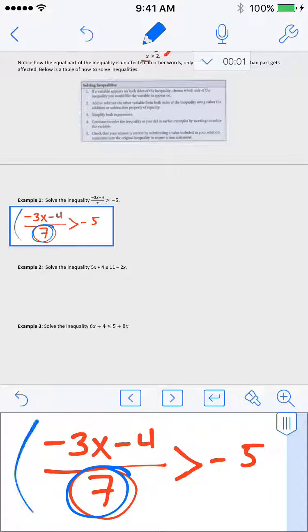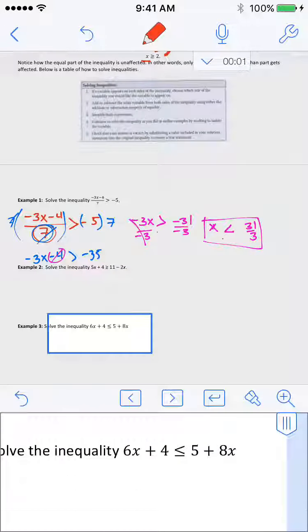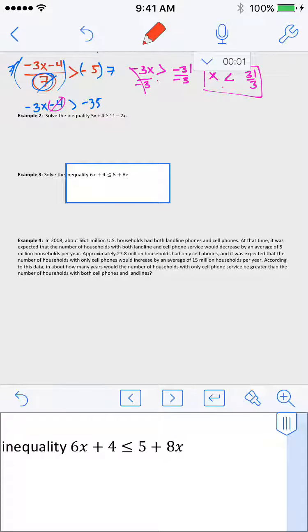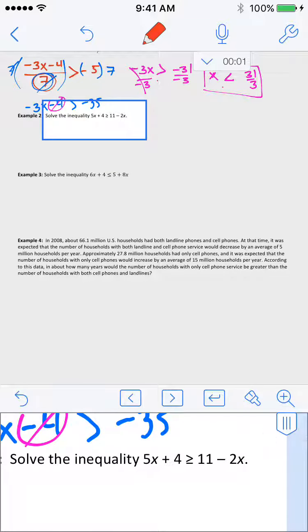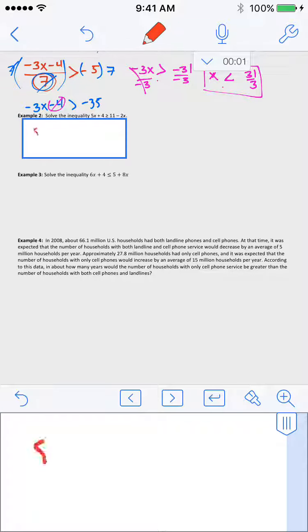Solve the inequality. 5x plus 4 is greater than or equal to 11 minus 2x. Alright, let's try this one out. So I'm going to do it the same way. 5x plus 4 is greater than or equal to 11 minus 2x. I have an issue here because there are variables on both sides, right? So I want to get rid of that first.